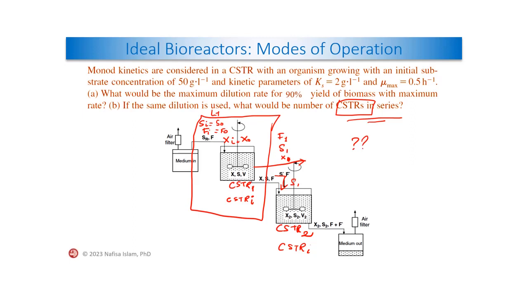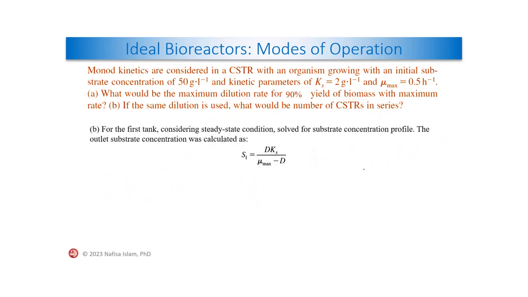But why would you go ahead and do that? For that, let's look at the actual Xi that we are getting. Okay, just bear with me for a minute. We can actually figure out Si. So this was your CSTR1. You have your S0 getting in, X0 getting in.